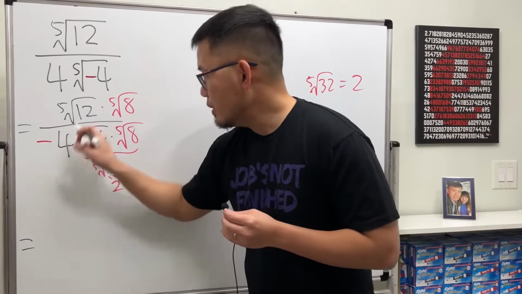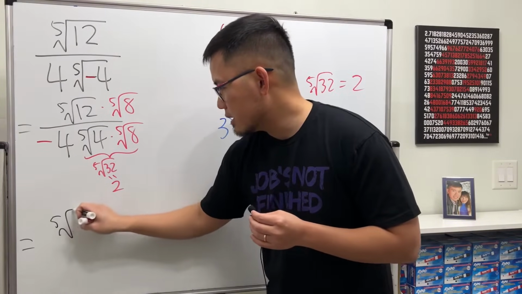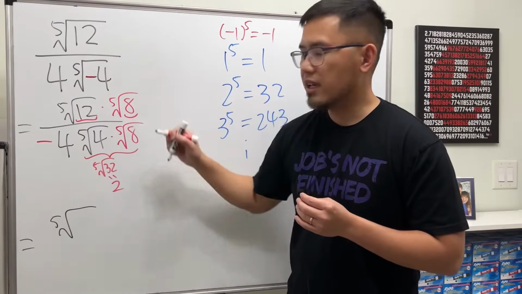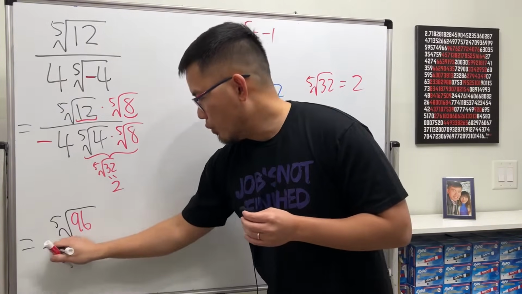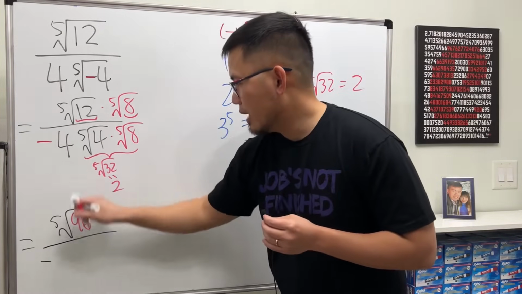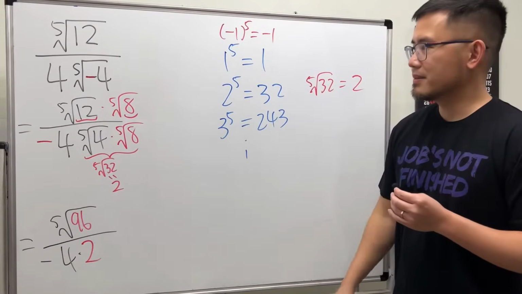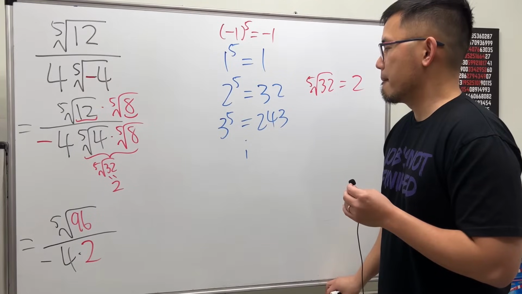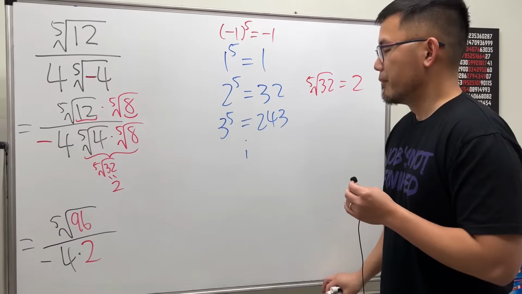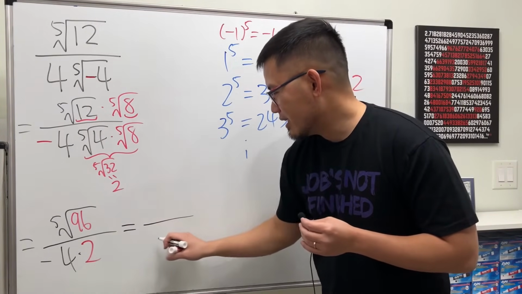So here we have the 5th root of 12 times 5th root of 8. So that's 5th root of what? Multiply the 12 and the 8 together because they're both inside. We get 96 over negative. And then we have 4 and then times this 2. Okay? Alright, so let me just continue here. Right here, on the bottom, we get negative 8.